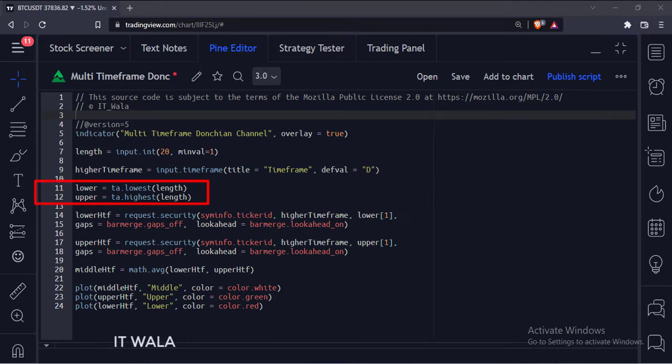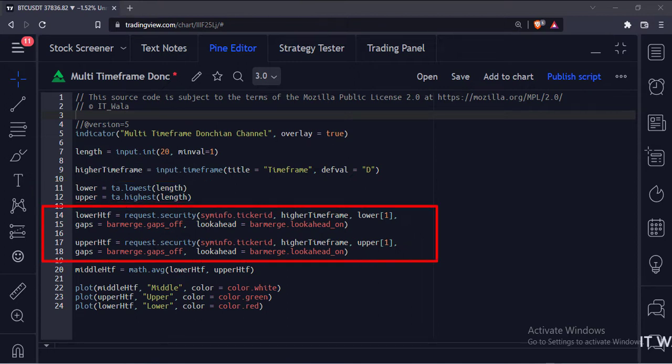Then we use the lowest and highest functions to calculate the lower and upper bands of the Donchian channel. Then we use the security function to calculate the higher time frame values of the lower and upper bands. The first argument of the security function is the stock name, the second argument is the higher time frame. The third argument is the lower and upper bands with bracket 1 written in front of them. The bracket 1 means the previous bar's data.